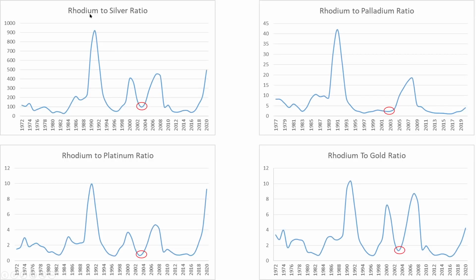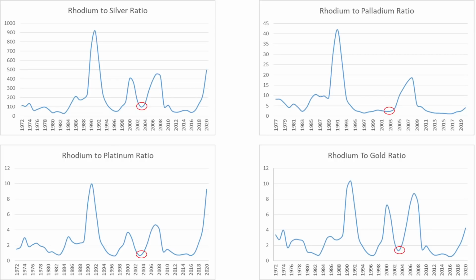So our rhodium to silver ratio is flashing that rhodium is cheap. And then we see that rhodium's cheap to platinum, rhodium's cheap to palladium, and rhodium is cheap to gold. So rhodium is cheap to all the metals. And we're holding silver. So silver is cheap to rhodium. We want to swap our silver to rhodium.